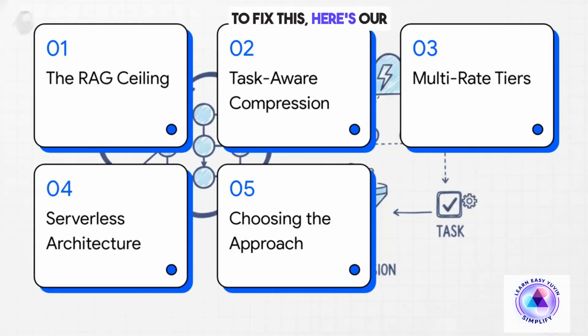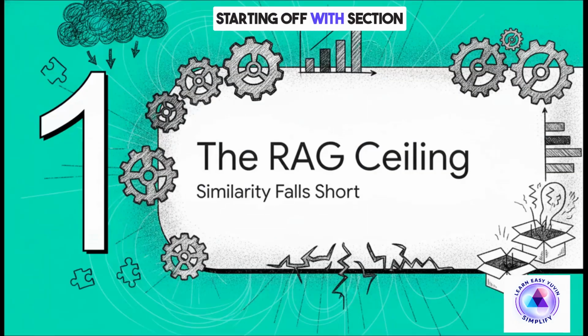To fix this, here's our game plan for today. We'll start with the RAG ceiling, then break down task-aware compression, look at multi-rate compression tiers, map out the AWS serverless architecture, and finally, figure out how to choose the right approach. Let's jump right in. Starting off with Section 1, the RAG ceiling, and exactly when similarity search falls short.